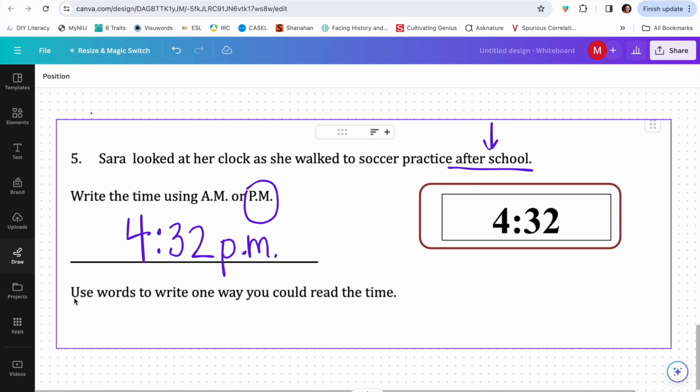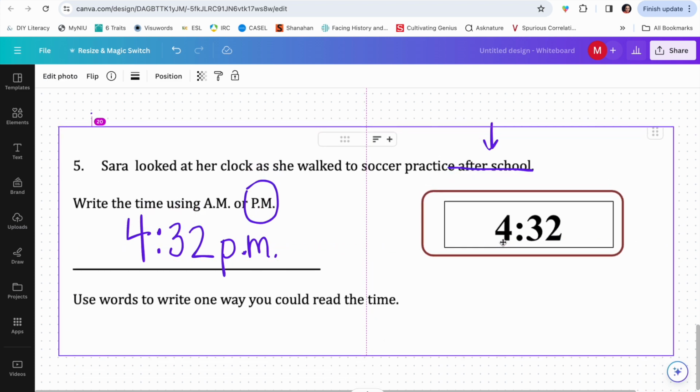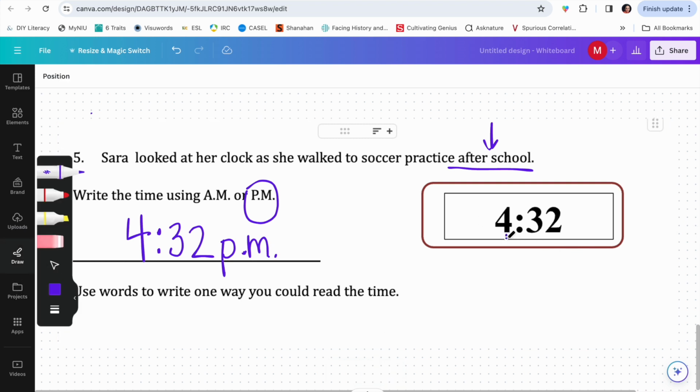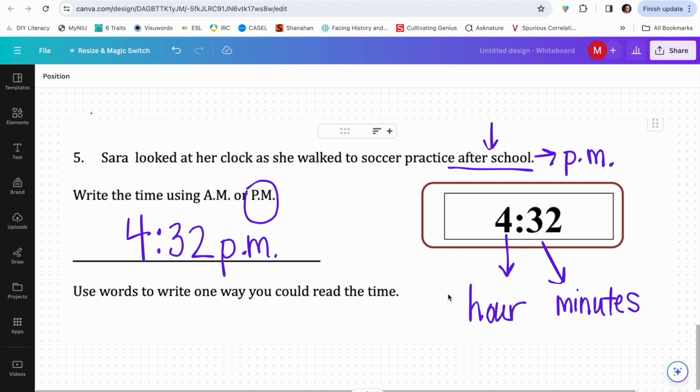And now we're just going to explain how do we know how to read time using a digital clock. And again, I think it's a great idea for you guys simply just to label. 4 on the digital clock is the hour. 32 represents our minutes. And then after school, we know that's going to be PM. So these are all wonderful ways just to really simply label how to read a digital clock and then also how to understand that this was PM.